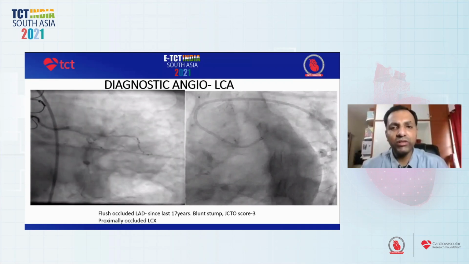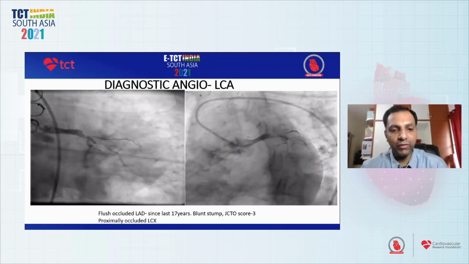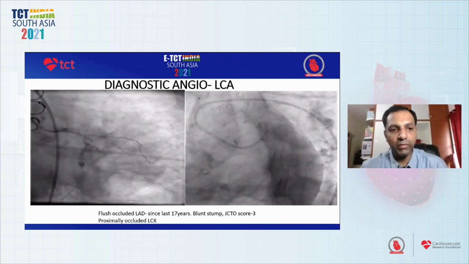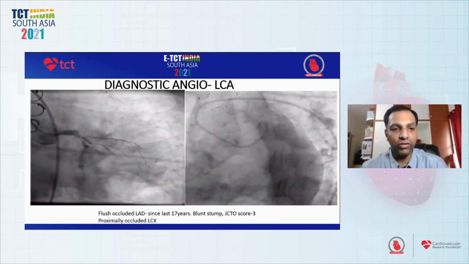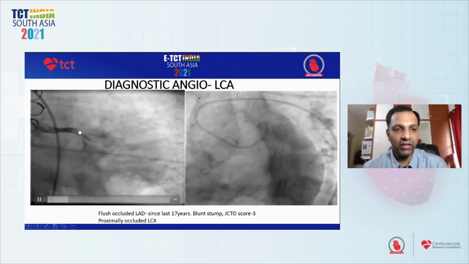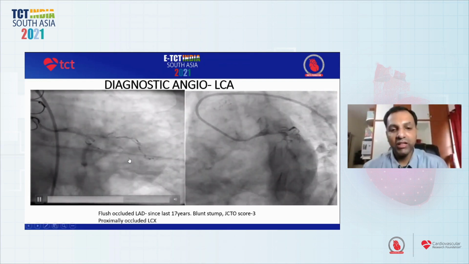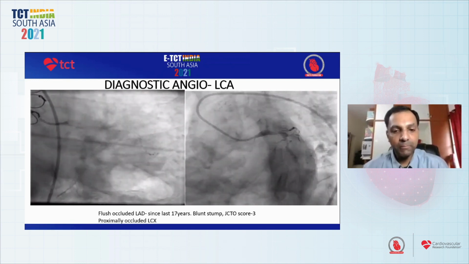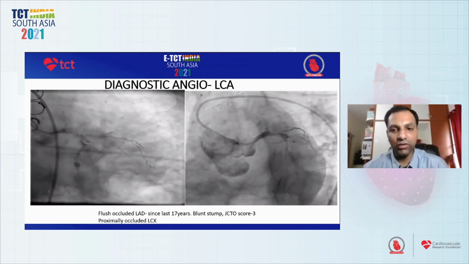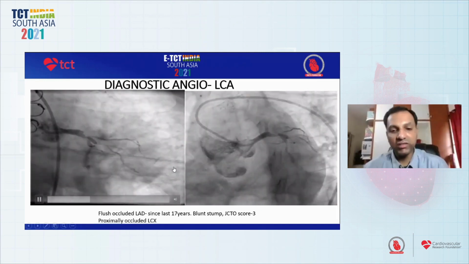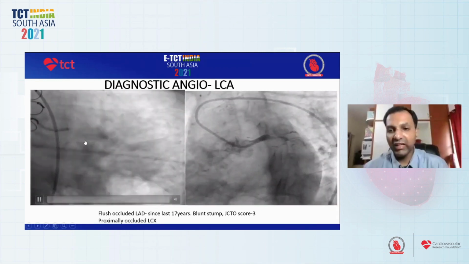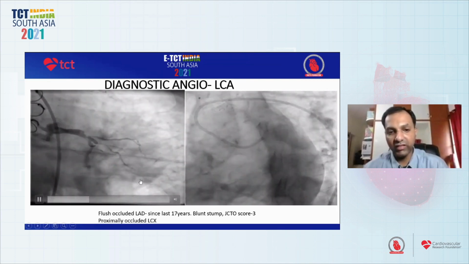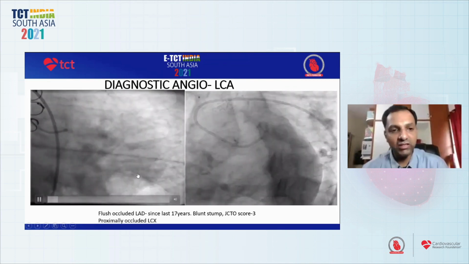This was a diagnostic left side angiogram done from the femoral route, which shows a minor ostial disease of the left main, followed by a bifurcation. LAD is flush occluded, as you can see from here. It's completely occluded at this point with a flat, almost blunt kind of stump. We know that this has been occluded for the past 17 years because the angiogram before the CABG also mentions the same thing. So this is a blunt stump with a JCTO score of 3, and the LCX also is proximally occluded, but you can see there is a rapid runoff of the diagonal at this point, suggesting that the SVG to OM is patent.